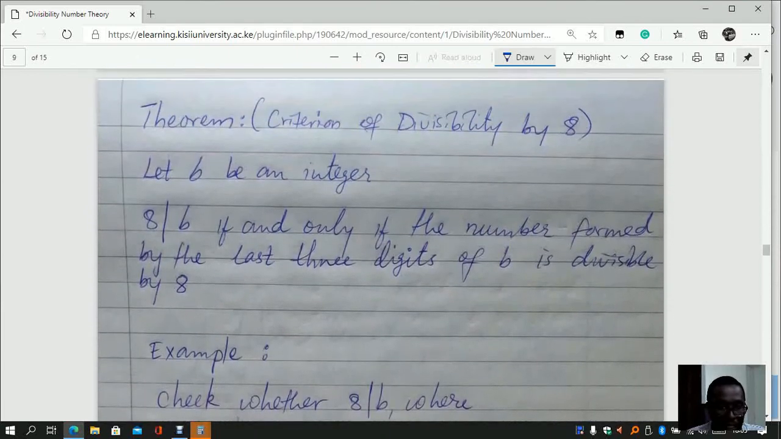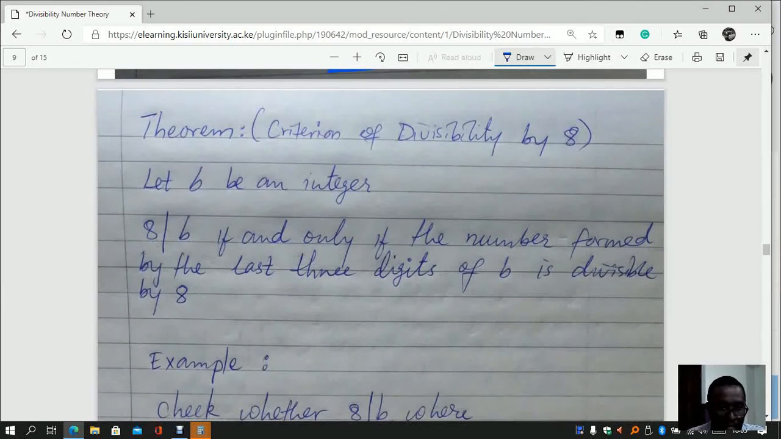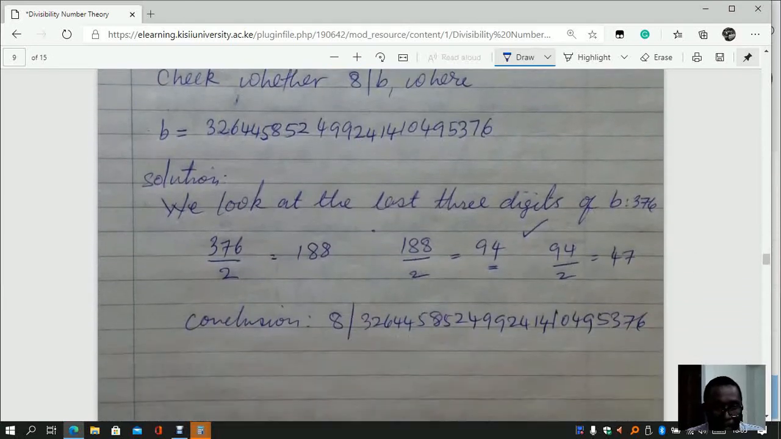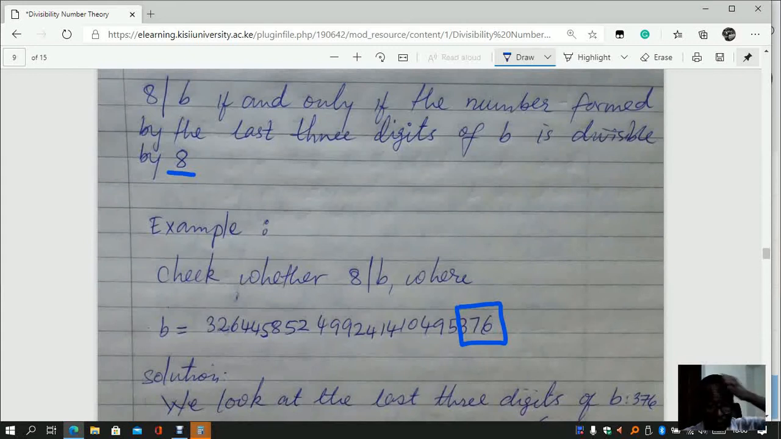Finally, we have the criterion for divisibility by 8, which states: let b be an integer. 8 divides b if and only if the number formed by the last 3 digits is divisible by 8. So you only look at the last 3 digits. We know very well that 2 goes into it 3 times. So we can divide this number 3 times by 2.